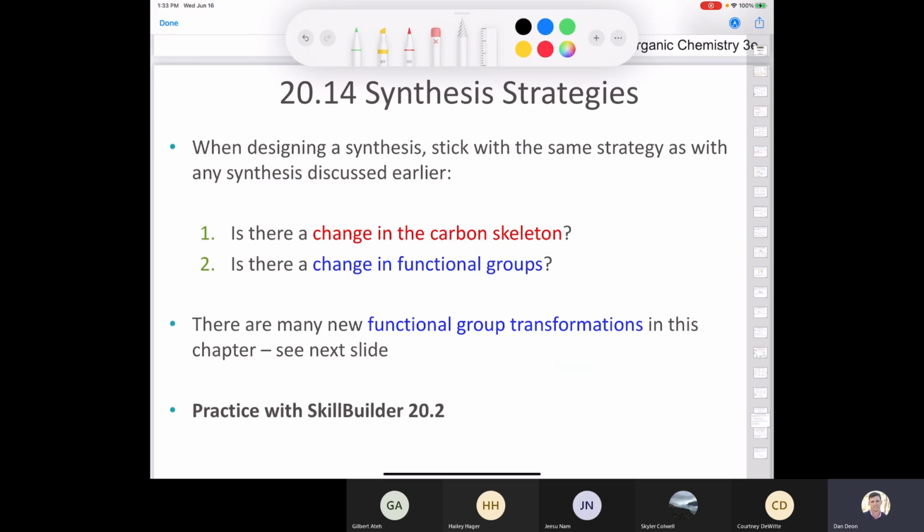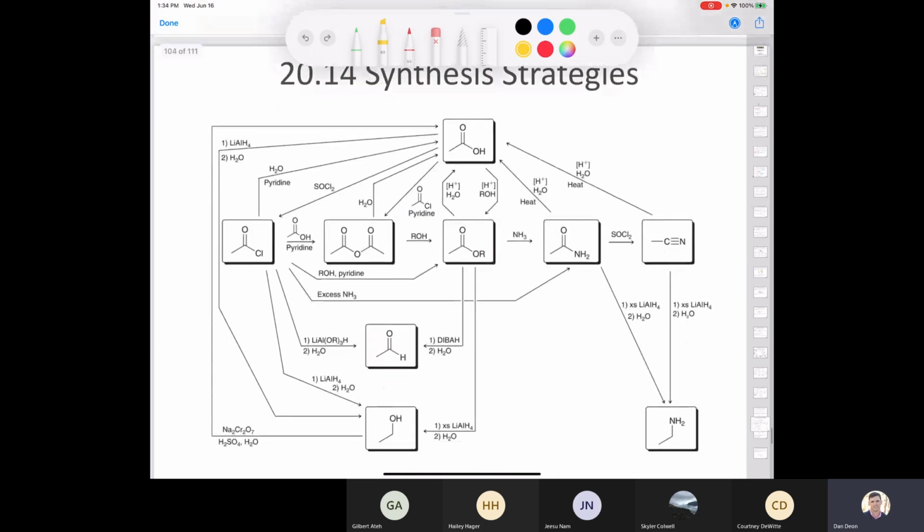Let's take a look. What's one of the first questions you should ask? Is there a change in the carbon skeleton? Because if there's a change in the carbon skeleton, right away that limits you. We only learn so many reactions that involve changes to the carbon skeleton in organic chemistry 1 and organic chemistry 2. Then you want to think about functional groups. There's a lot more changes in functional groups that we look at, and there are many new functional group transformations in this chapter. And so you want to familiarize yourself with all of these.